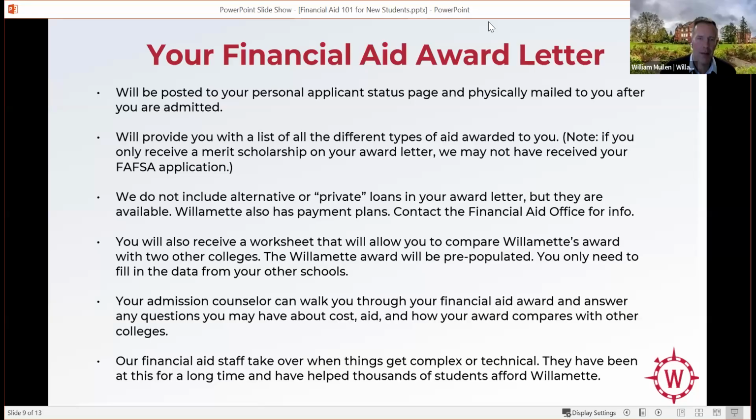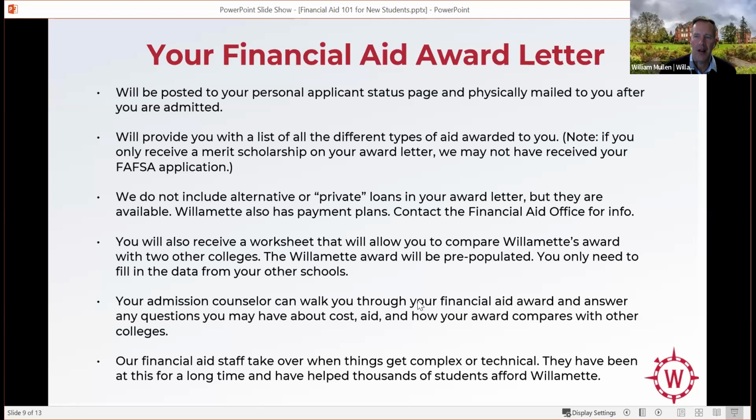Okay. So now let's talk. What happens is when you complete the FAFSA and you put in Willamette's code, we get your information. It comes to the financial aid department. The financial aid department looks at the student's record and sees if the student's admitted. If the student's admitted, then there'll be a financial aid award letter.